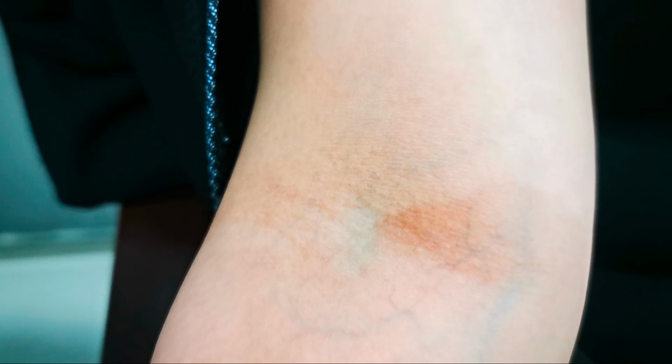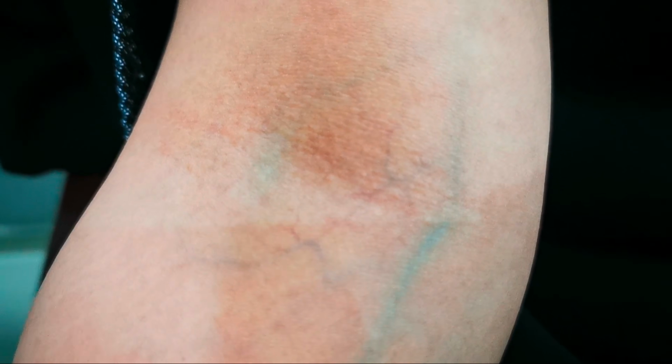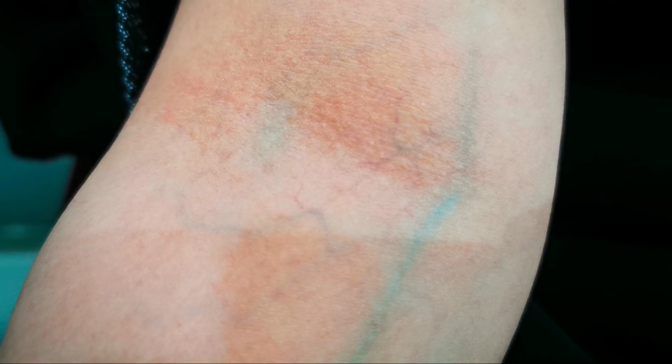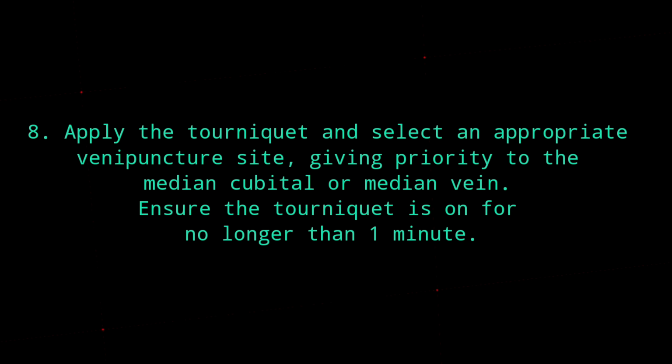So, in case dito is visible yung vein niya. So, hindi mahirap kuhanan. As you can see, visible ang basilic vein and ang median cubital vein. So dahil ang ipa-priority natin lagi ay median vein, I will prefer the median vein. Apply the tourniquet and select an appropriate venipuncture site, giving priority to the median cubital or median vein. Ensure the tourniquet is on for no longer than 1 minute.